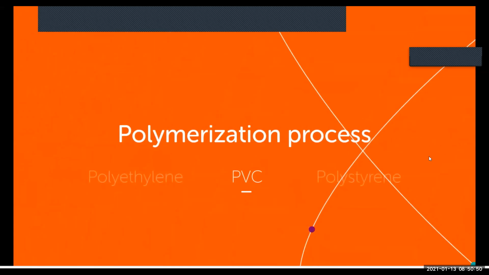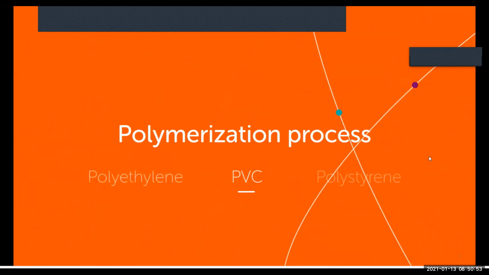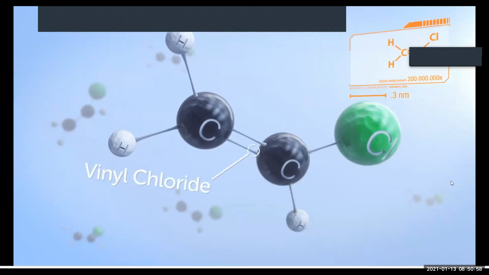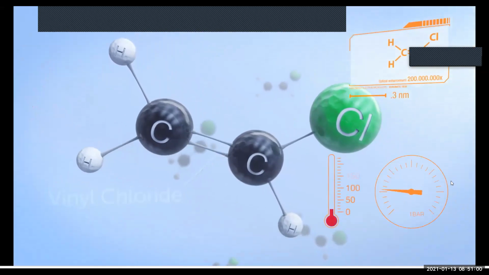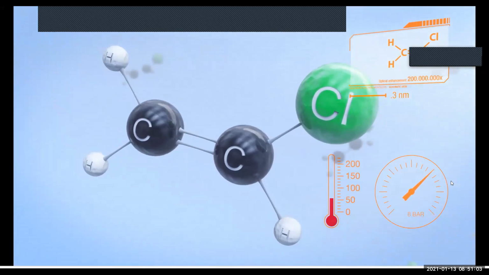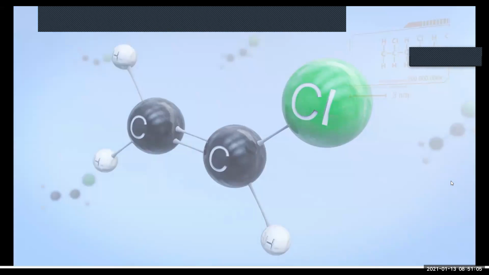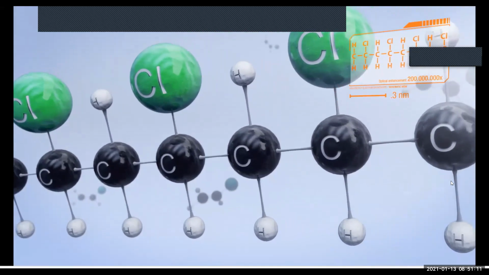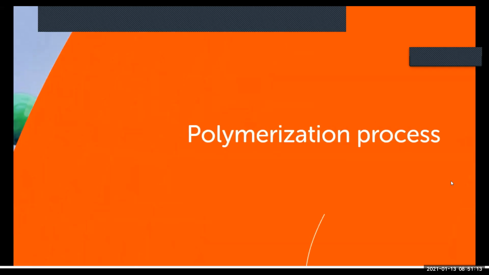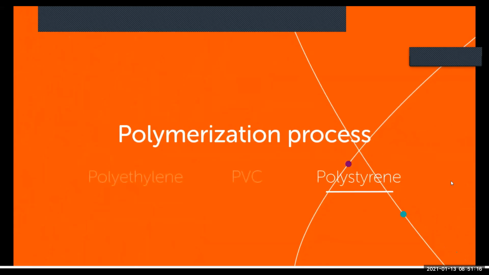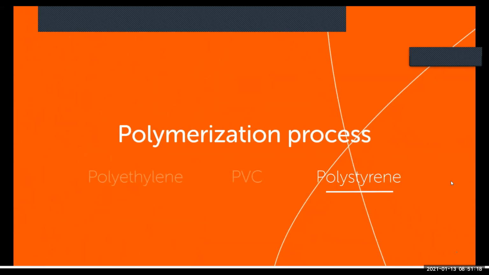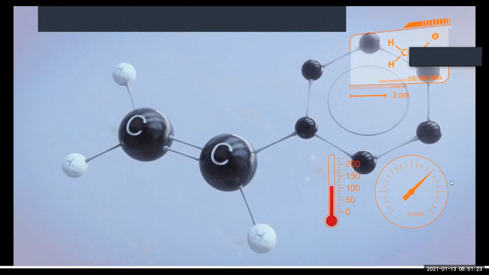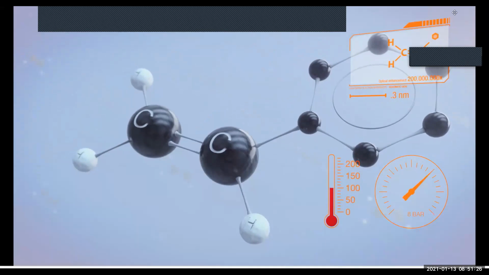The production of PVC and polystyrene follows a similar reaction. Only the monomer, process temperature, and pressure are different. The production of PVC starts with the monomer vinyl chloride. The difference between ethylene and vinyl chloride is that one of the hydrogen atoms is replaced by a chlorine atom. For polystyrene, the monomer is styrene, and here the difference is that one of the hydrogen atoms on the ethylene is replaced by a so-called phenyl group.